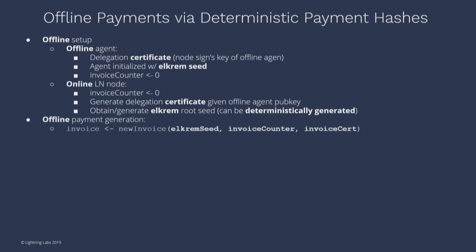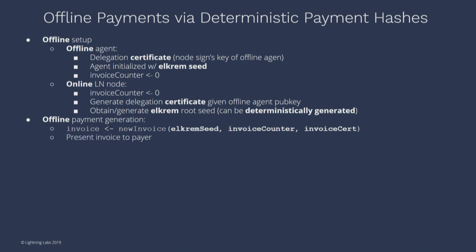So now the question is, how do we do the payment generation itself? Basically, we have this abstract function called new invoice. It's going to take the outcome seed itself, the invoice counter, the invoice certificate, and make a new invoice, right? It's basically going to use the outcome seed to generate the nth leaf, the invoice counter-th leaf, inside this outcome tree, and then use the cert to ensure that's a valid invoice.